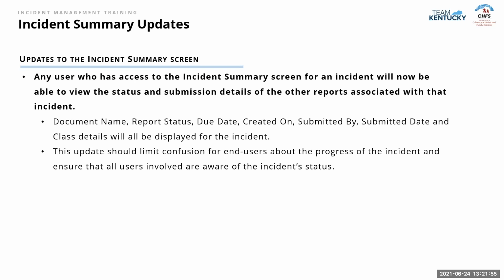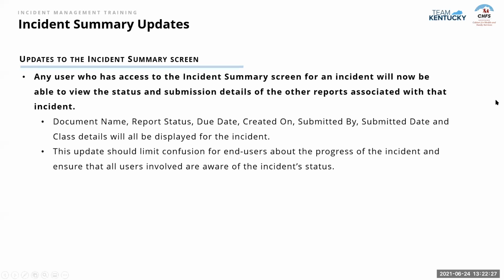So any user who has access to a specific incident, like on that incident summary screen, is now going to be able to view the status and submission details for all the other reports that are associated with that incident. So you'll be able to see a lot of the information that goes along with when reports have been submitted, who submitted those reports, if any of the classification of the incident has changed, among other details that you can see in that list there. You'll also see those on the next screen.